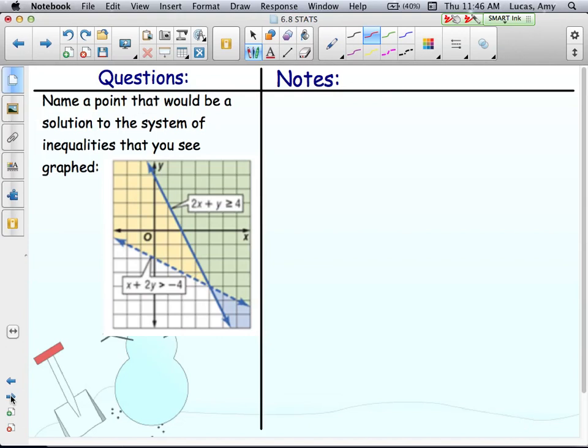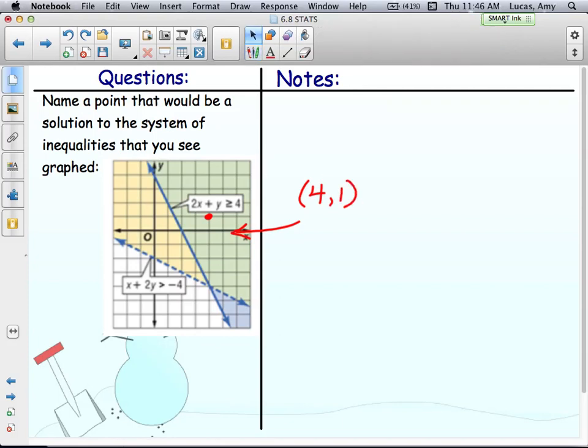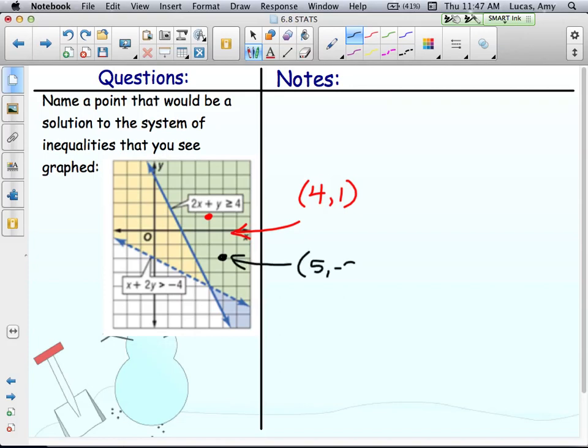Now, our last problem, this is another one that you could see on a standardized test. Name a point that would be a solution to the system of inequalities that you see graphed. So, anything in the green region. You can name any ordered pair in the green region. So, I'm going to choose this point right here. So, 4, 1 is one of the solutions. You could choose any point in that green region. So, maybe you like 5, negative 2 better. 5, negative 2, also in the green shaded region. There's an infinite number of points that you could select.